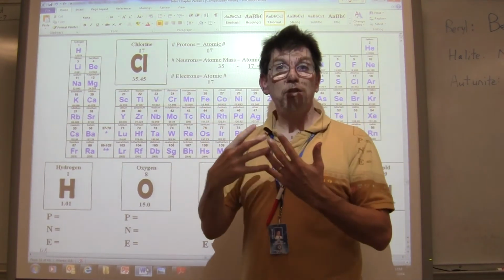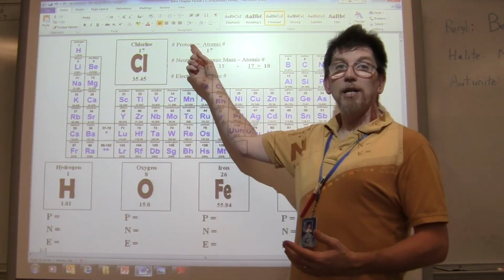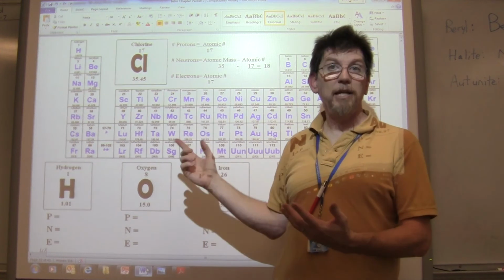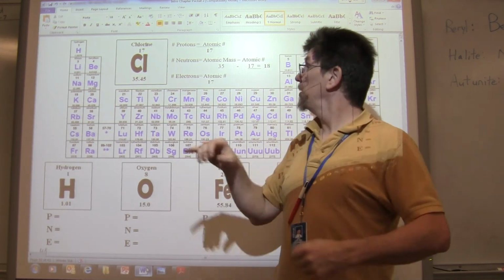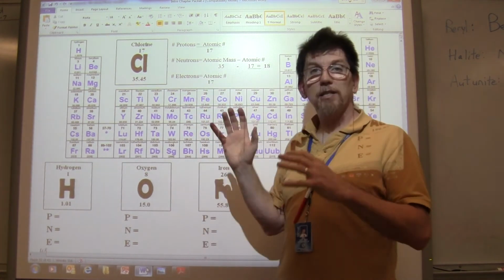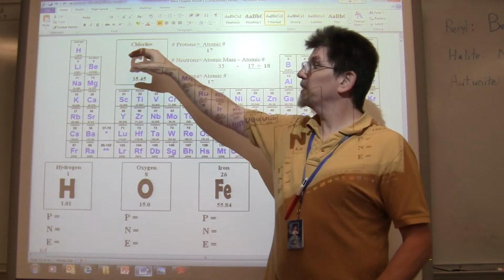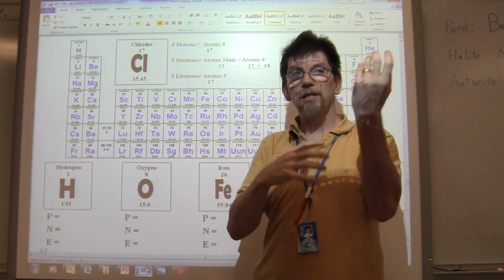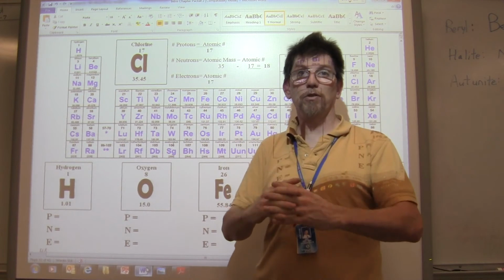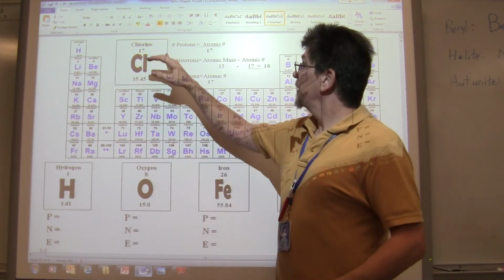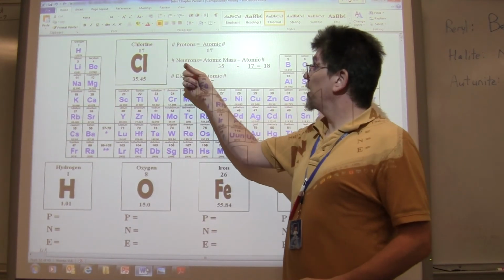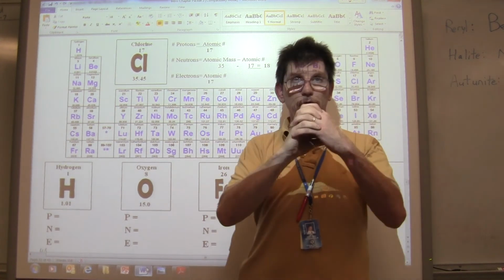Now, in an electrically neutral atom, the number of protons and the number of electrons are going to be equal. If the overall charge is 0, they will be equal. So it's kind of easy to see it. So the atomic number is going to equal the number of protons and electrons in an electrically neutral atom. Easy enough.